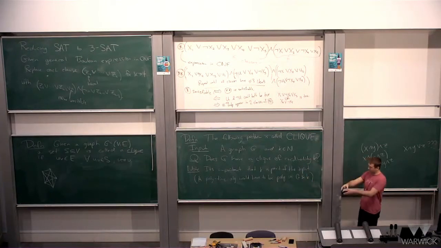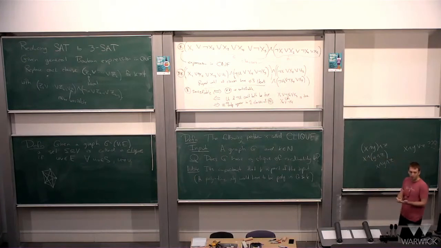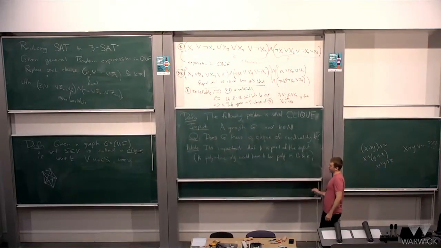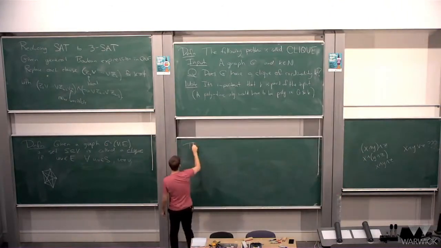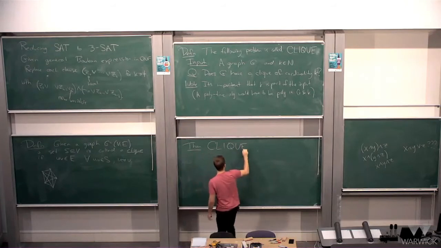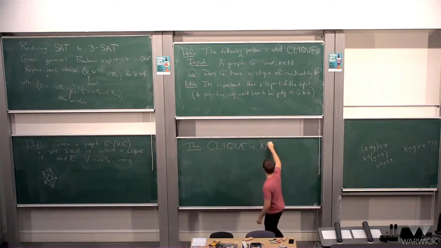For example, if I just say I'm going to check all the sets of size k and check if they're cliques, well, that takes V choose k steps, which is sort of V to the power k. That looks polynomial with respect to the graph, since it's just the number of vertices raised to the power k, but that's exponential with respect to k. So anyway, what we're going to prove now is that CLIQUE is NP-complete.